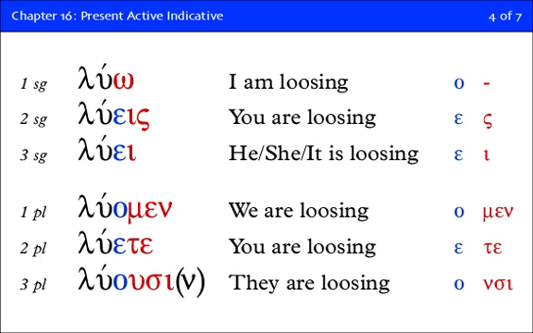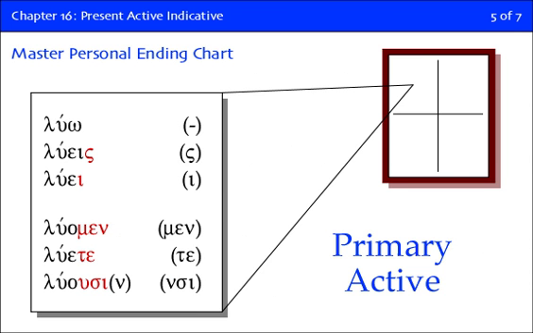O, eis, ei, omen, ete, ousi, because this is common and you need to know it. But for the sake of the other tenses, you have to know what the real endings are, and they are nothing, sigma, iota, men, te, nsi. And the textbook has quite a few discussions explaining what happened, if you're interested. Okay? Two charts we're going to memorize.